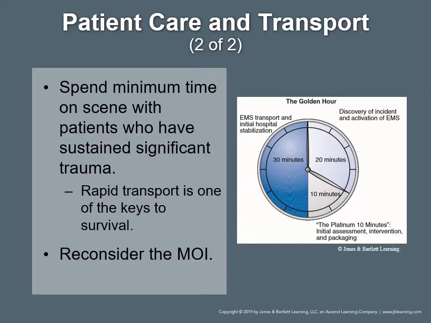So we want to spend a minimum amount of time on scene when someone has sustained a significant trauma. What that means is we have to identify quickly, perform our scene size up and our primary assessment. We do what I call a rapid trauma assessment. We package them on our spine board and move them to our stretcher properly, and we'll teach you how to do that, and get them in the ambulance, and then the rest of our assessment of vitals, all that sort of stuff, is done en route.